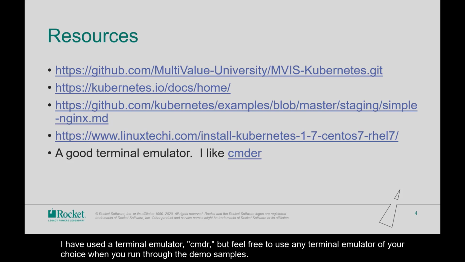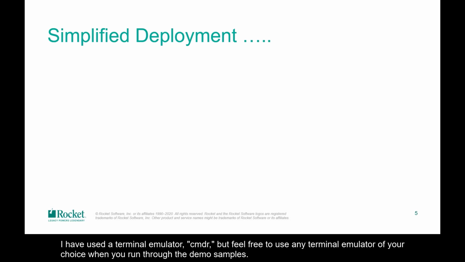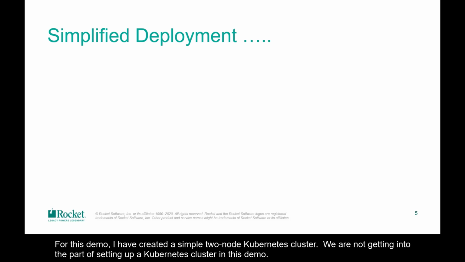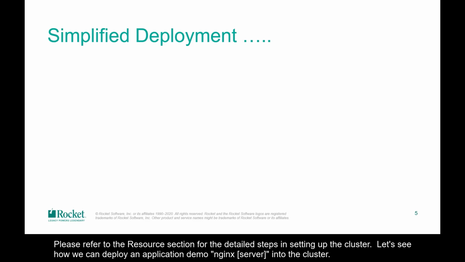I have used the terminal emulator CMDR, but feel free to use any terminal of your choice when you run through the demo samples. For this demo, I have created a simple two-node Kubernetes cluster. We are not getting into the part of setting up a Kubernetes cluster in this demo. Please refer to the resource section for the detailed steps in setting up the cluster. Let's see how we can deploy an application, demo Nginx, into the cluster.